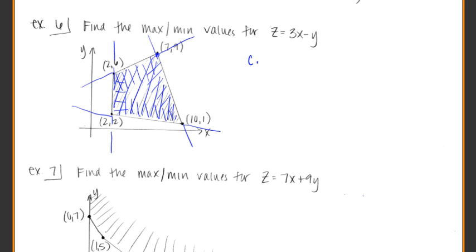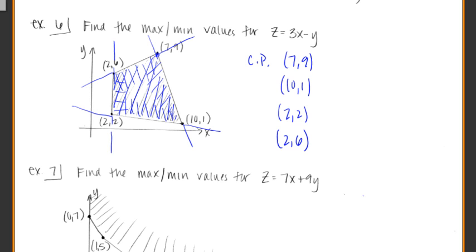So of your corner points, I put CP for corner points. They are (7, 9), (10, 1), (2, 2), and (2, 6). Okay, so after you've graphed and found your shaded region, next thing you have to do is find your corner points. In this case, they were given to us.